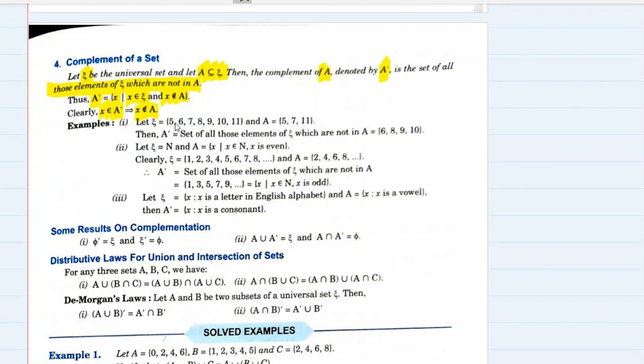So let the universal set be {5, 6, 7, 8, 9, 10, 11} and let set A be {5, 7, 11}. Then set A dash will be the set of all those elements of the universal set which are not in A, that is {6, 8, 9, 10}. So A dash or A complement, the universal set is psi. Psi is written like this.